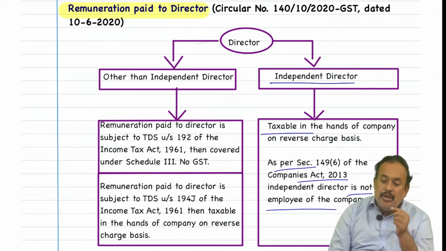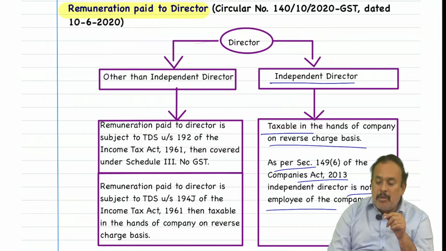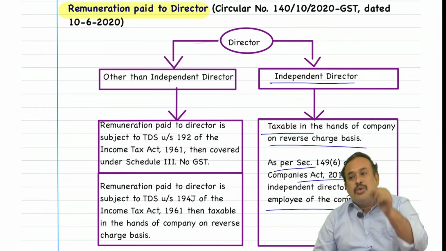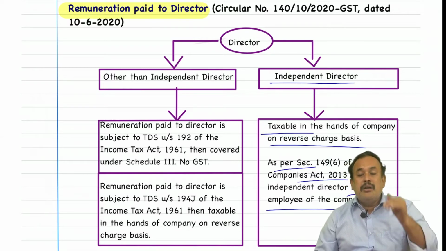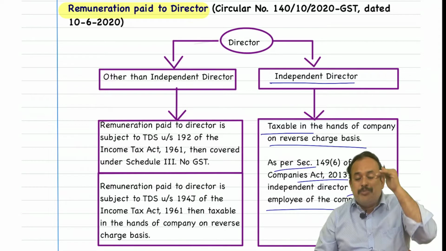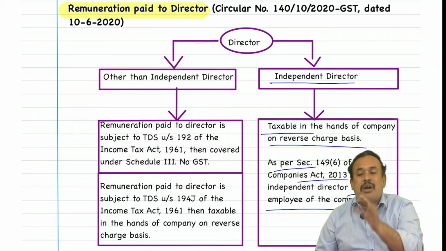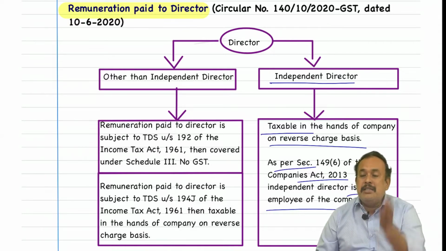If taxable, RCM, the reverse charge mechanism, is applicable, because the director provides the services to the company where he has directorship, not in the course of employment, and this is specifically covered by a notification under reverse charge. Reverse charge mechanism will apply. The recipient here is the corporate company. The recipient is liable to pay GST.